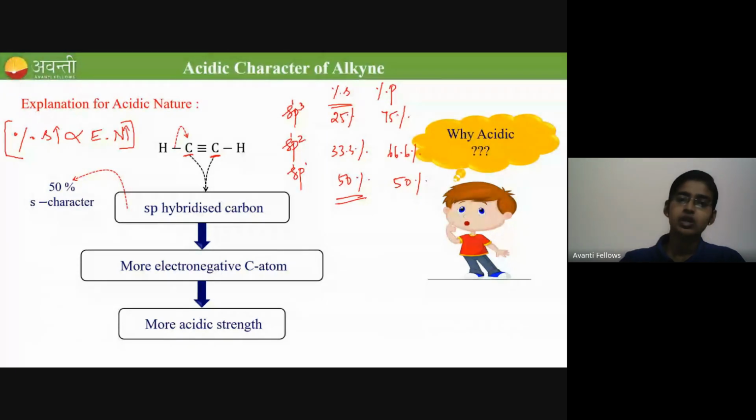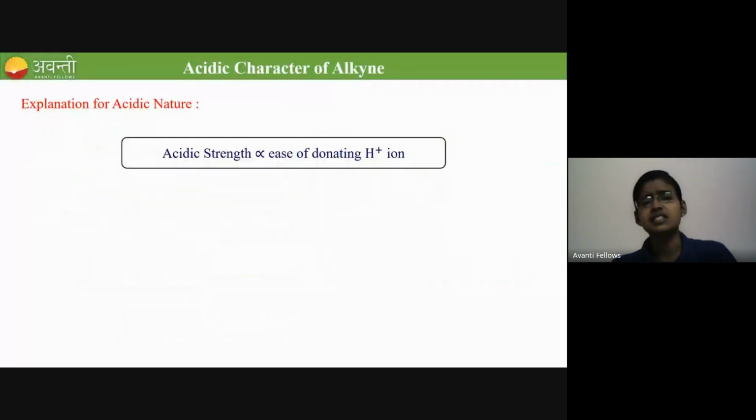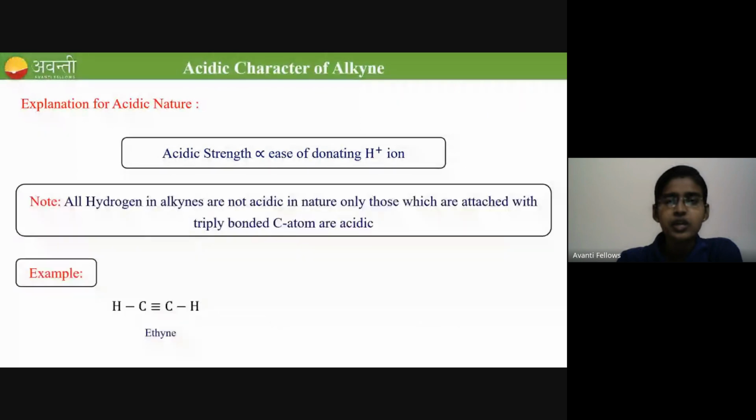Now the acidic character, or the acidic strength, which we are talking about here, is directly proportional to the ease of donating H plus. The compound which donates more easily is more acidic in nature, right? So this point we all know. Now, all hydrogens in alkynes are not acidic. Only the hydrogens which are attached to triply bonded carbon atoms are acidic.